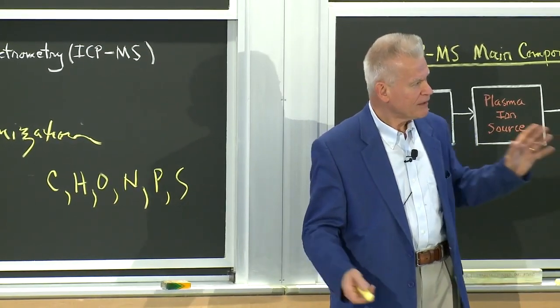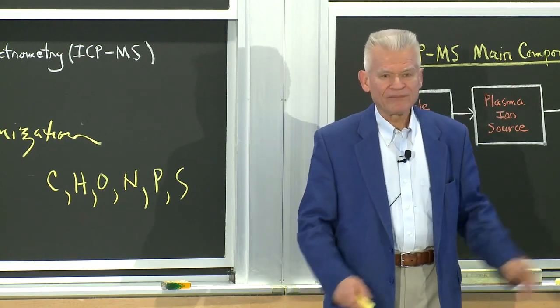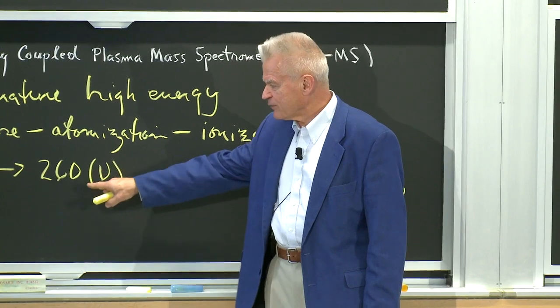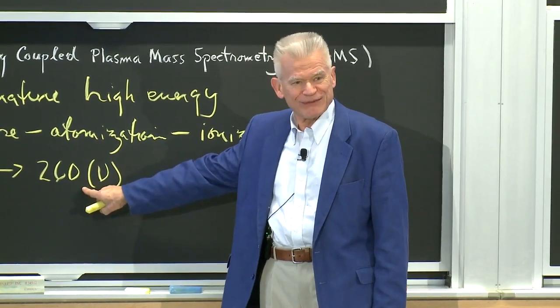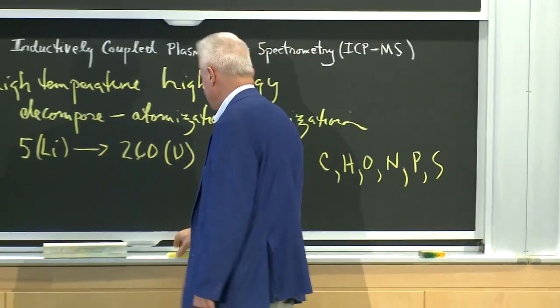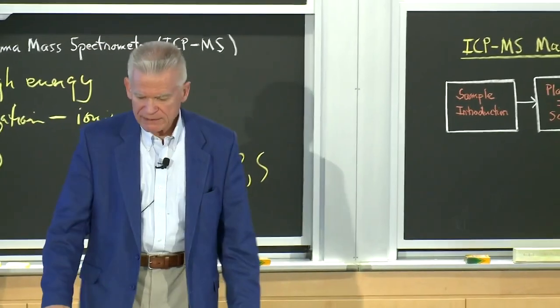With this machine, we're rapidly scanning the whole range of all these elements. And the mass range, the top mass range is 260 for this machine. So that's the big difference. Now, what are the main components?